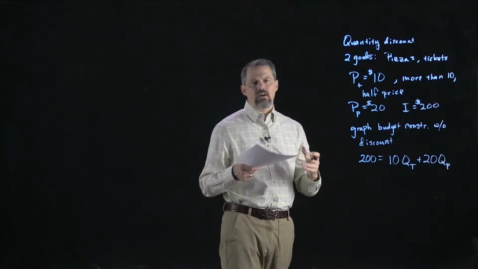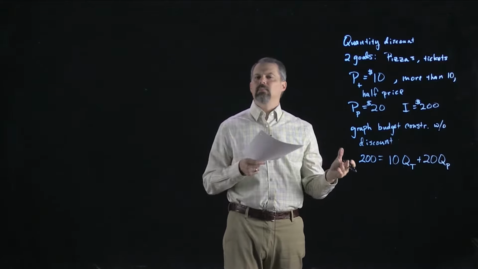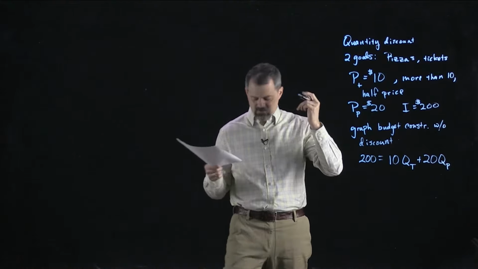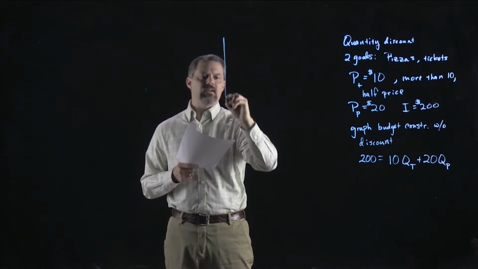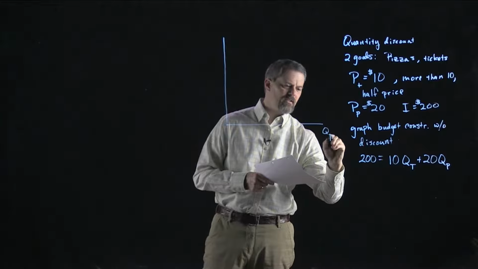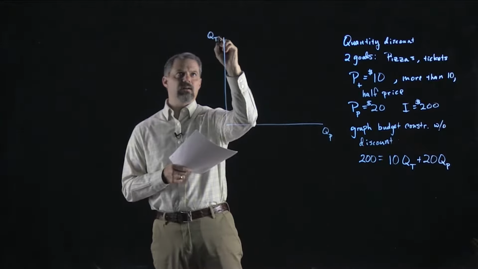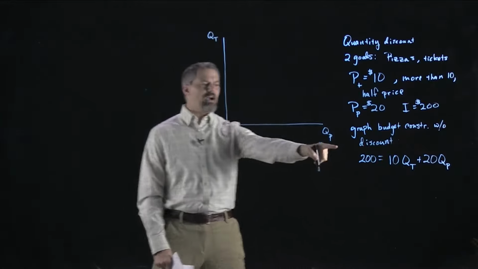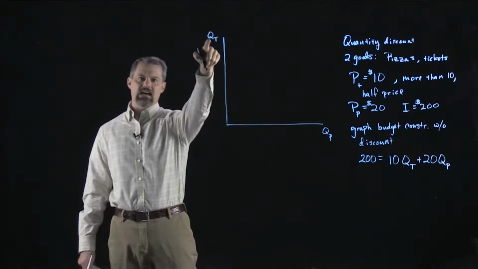Now, we can draw this any way we want. I'm going to put tickets on the vertical axis. I'm going to draw this in this space. We're going to put the quantity of pizzas down here, and we'll put the quantity of tickets up here. So in order to graph this, I need to solve for that.